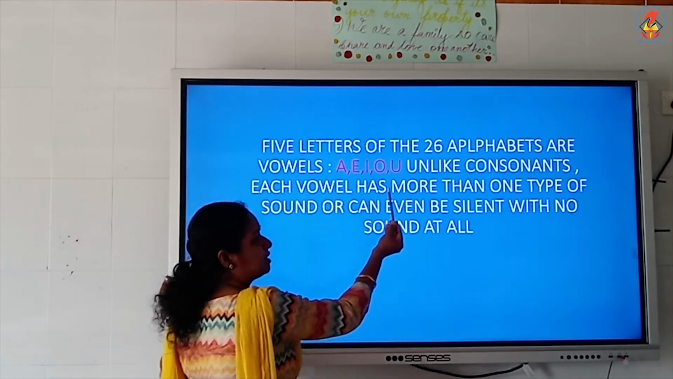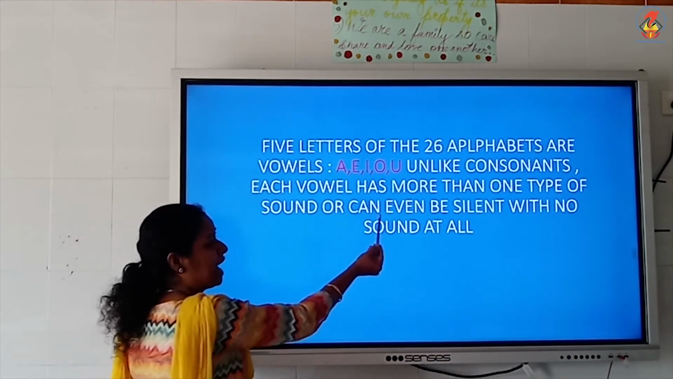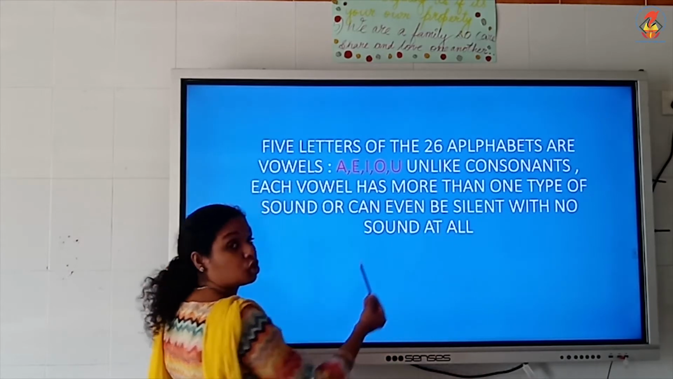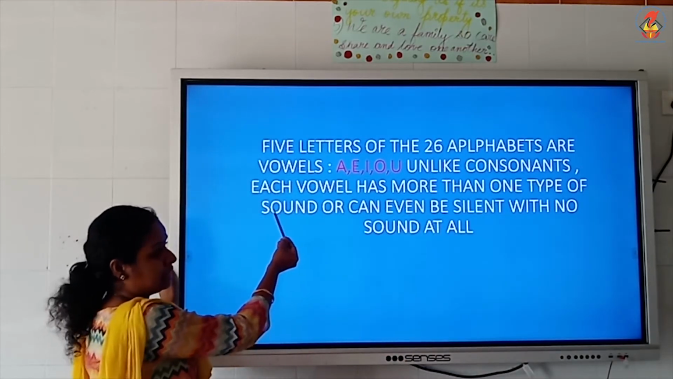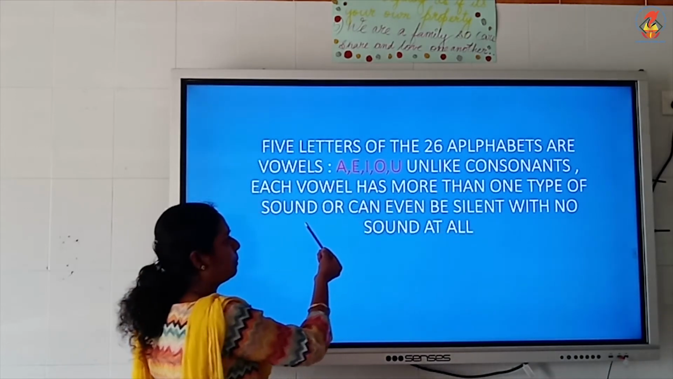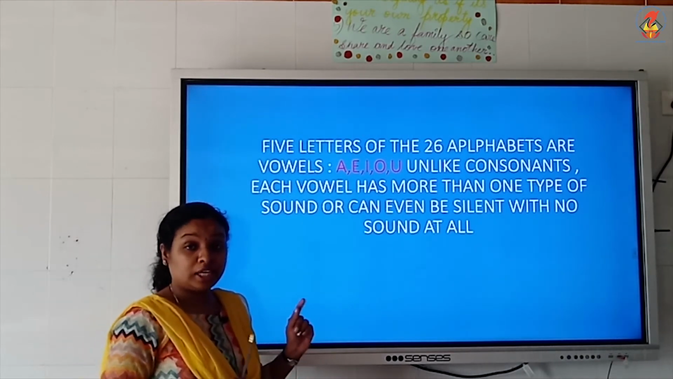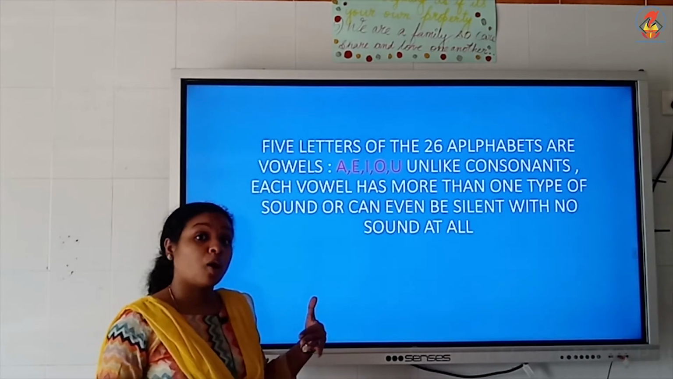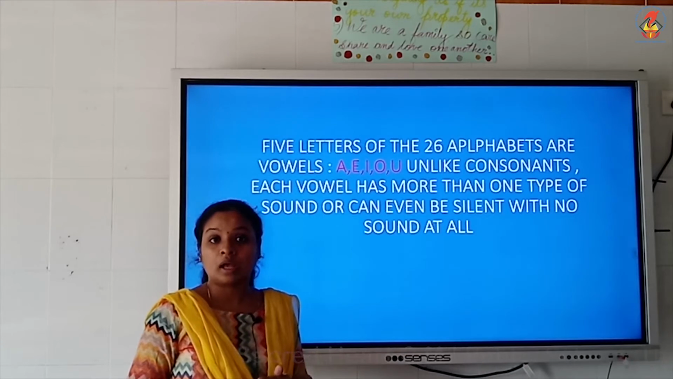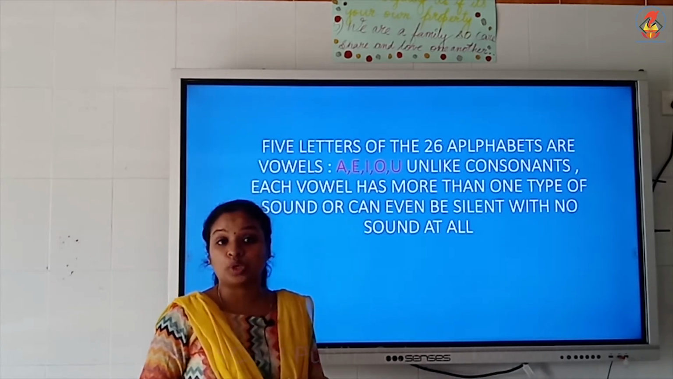Each vowel has more than one type of sound or can even be silent with no sound at all. Okay, look at this sentence children. Each vowel has more than one type of sound. You understand the meaning? That means each vowel has more than one type of sound. Okay, if you take the example, the word apple. What's the first letter of the word apple?